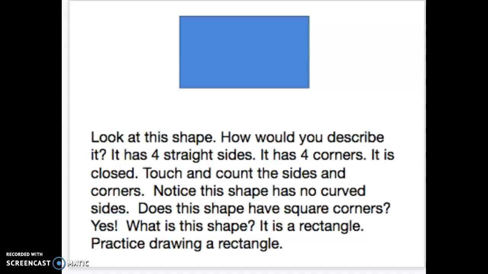Look at this shape. How would you describe it? It has 4 straight sides. It has 4 corners. It is closed. Touch and count the sides and corners. Notice this shape has no curved sides. Does this shape have square corners? Yes. What is this shape? It is called a rectangle. 4 straight sides and 4 corners. Practice drawing a rectangle.